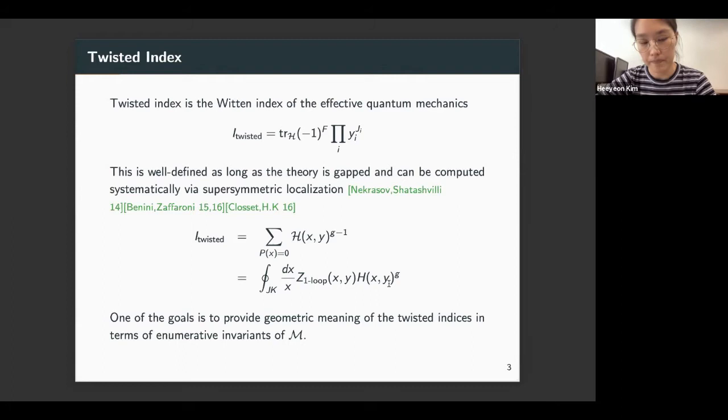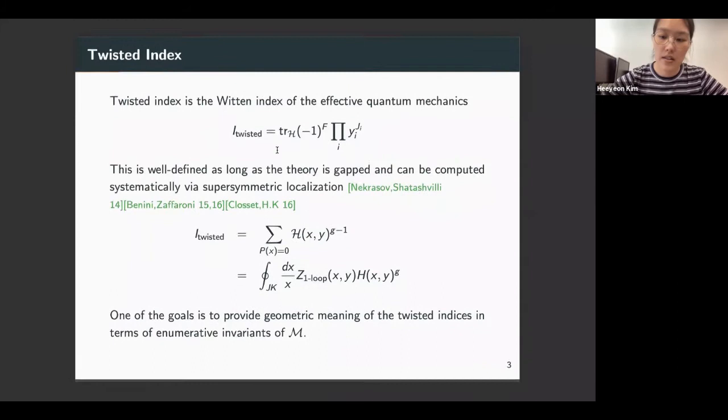So there is a very well-defined framework that can generate the integers associated to these moduli spaces. And one of the goals of today's talk is to provide a very precise geometric meaning of those twisted indices in terms of the enumerative invariants of the moduli space M that I just discussed. And also I'm going to tell you how to construct the Hilbert space as a graded vector space, whose dimension gives rise to the twisted indices.